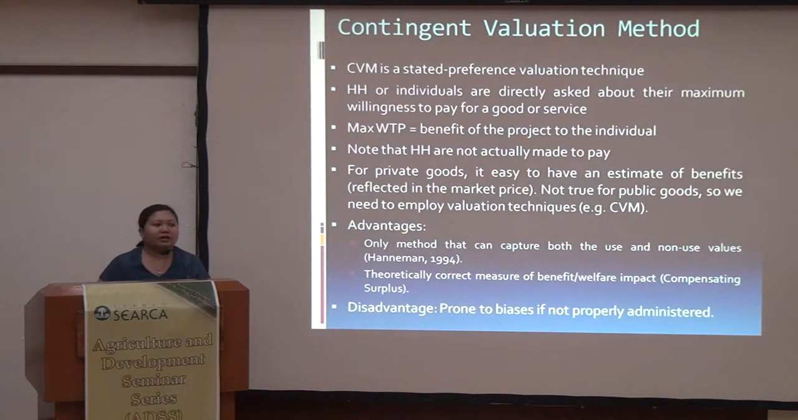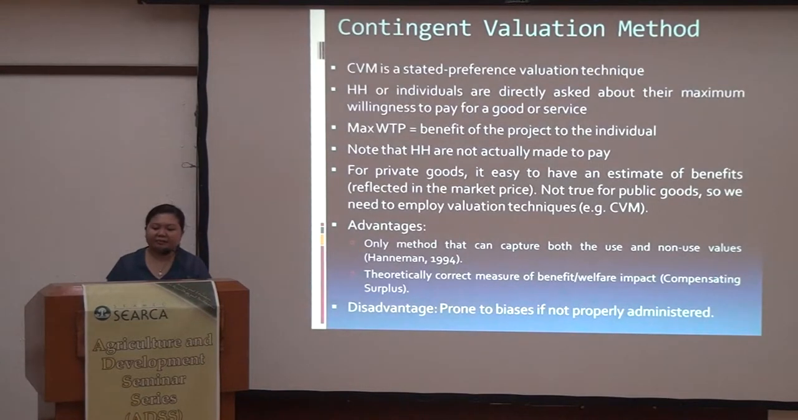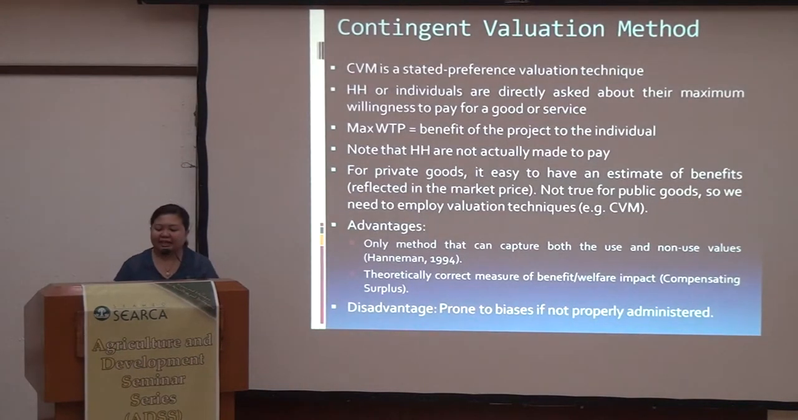So what we can do is to conduct valuation techniques. Okay? And the advantage of using CVM is that it captures the use and non-use values of the good or service. So what do we mean by non-use values? Non-use values are those related to just knowing that the service or good exists, you derive some benefit from it. So it is not necessary that you actually intend to make use of the service or utilize the good, but just knowing that it exists, you have some benefit that you derive from knowing that it exists. Okay? It is also the theoretically correct measure of benefit and welfare impact, which is the compensating surplus. However, its disadvantage is that it is prone to biases if not properly administered.